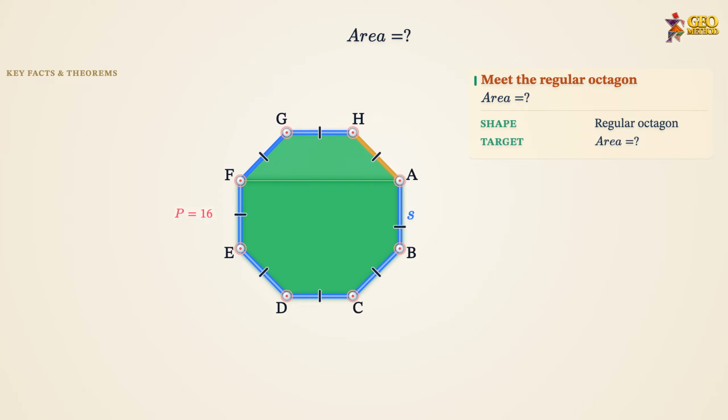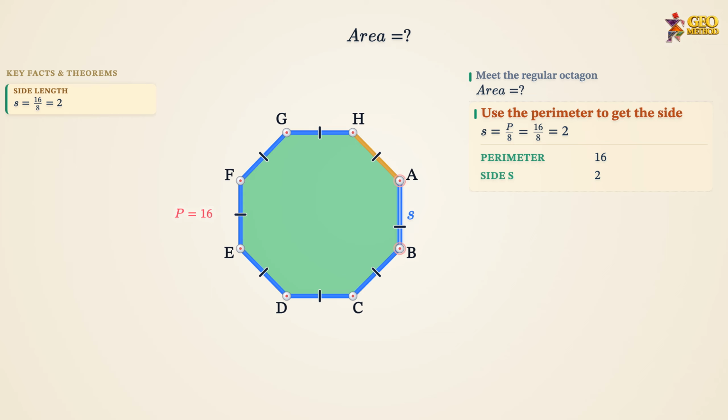Here's a regular octagon. Vertices A, B, C, D, E, F, G, H. All 8 sides are equal, and all 8 angles are equal. We want the area of this whole green figure using only its perimeter. The perimeter is 16, and a regular octagon has 8 identical sides, so each side is 16 divided by 8. That gives a side length of 2, and I mark side AB in blue to hold on to that number.